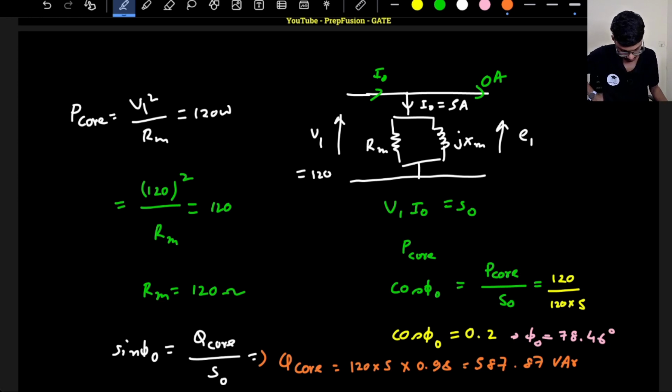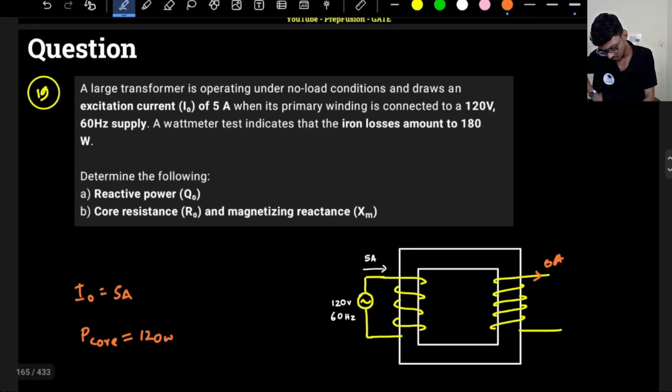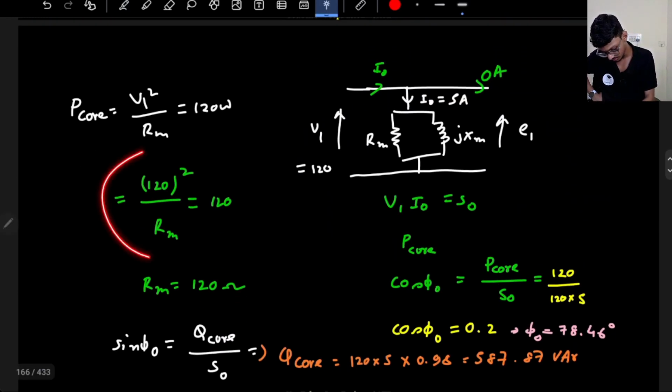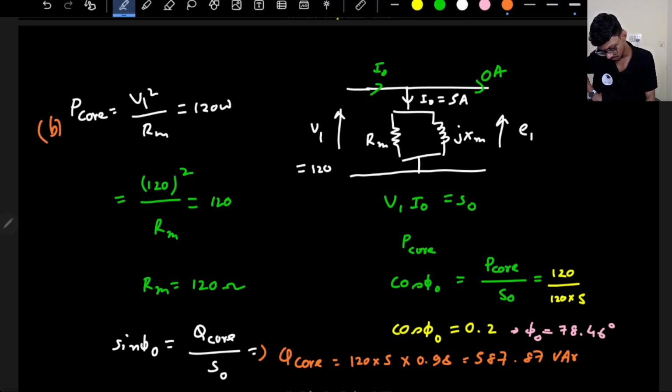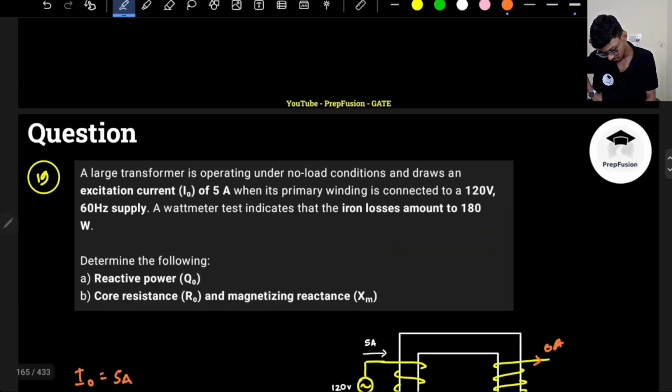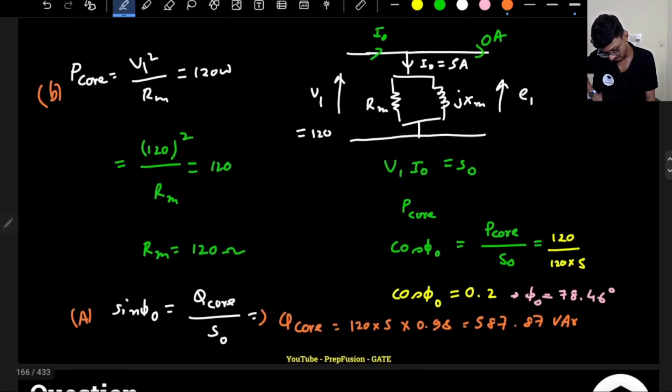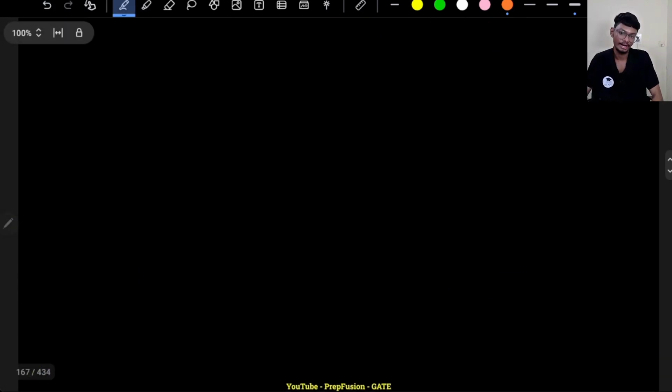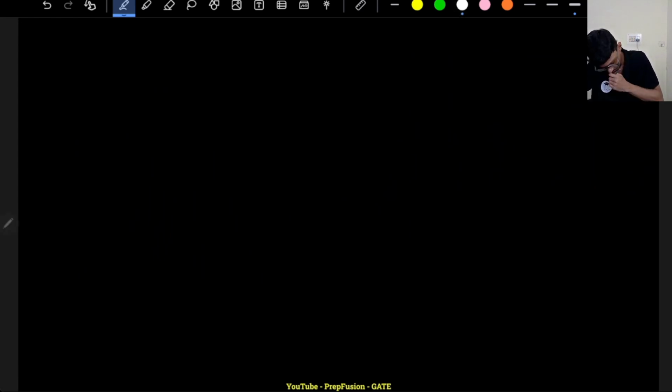Just quickly want to check one thing. Sine of 78.46, yes, it's 0.98. Okay, so they have also asked us to find the core resistance, which I have already found with the core loss. And the other one is the magnetizing reactance. What will be the magnetizing reactance? Magnetizing reactance is actually pretty easy. Xm will be equal to the magnitude of the voltage divided by the magnitude of the magnetizing current, right?